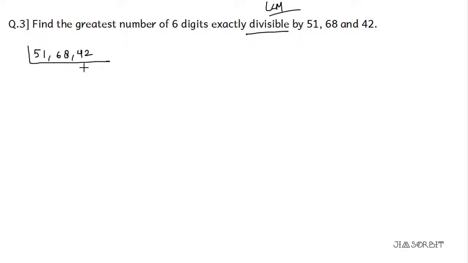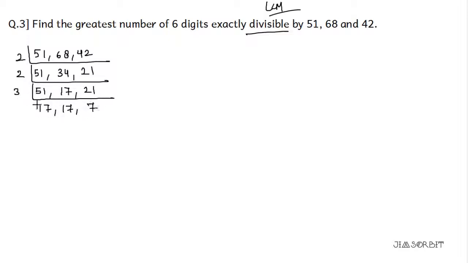Okay, so 2 will work. 3, 4, 2, 1. Now 2 will again work. So 51, 17, 21. Now 3 will work. 3 ones are 3, 3 sevens are 21. And now 7 will work. This is 17, 17, 1. And now 17 will work.